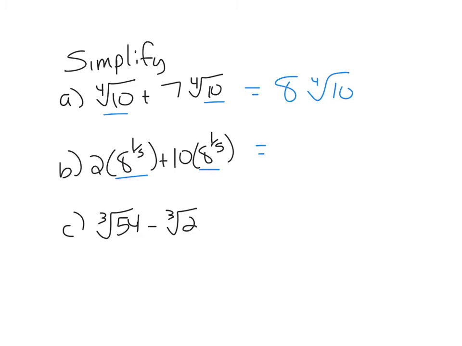Same thing here. Remember, a fraction exponent is really a radical. That's really the fifth root of 8 and the fifth root of 8. So if you add 2 on the fifth root of 8 plus 10 on the fifth root of 8, you get 12 on the fifth root of 8. And that's all you can do there.